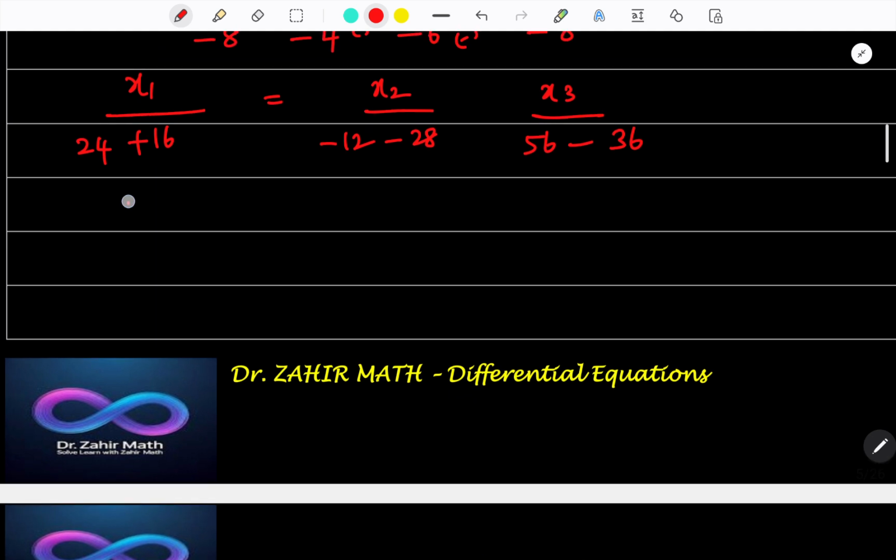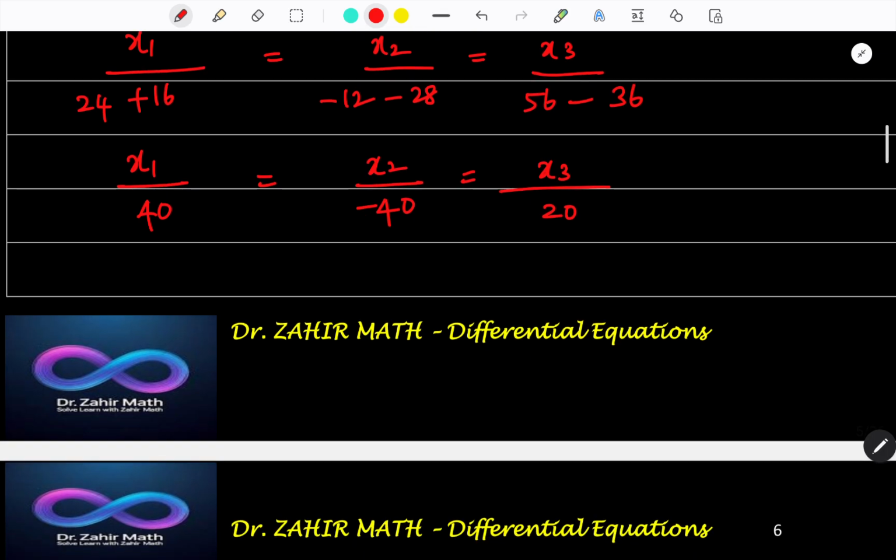So in this way, x1 divided by 24 plus 16, which is 40, and x2 divided by 28 minus 12, which is minus 40, and x3 divided by 56 minus 36, which is going to become 20, right.